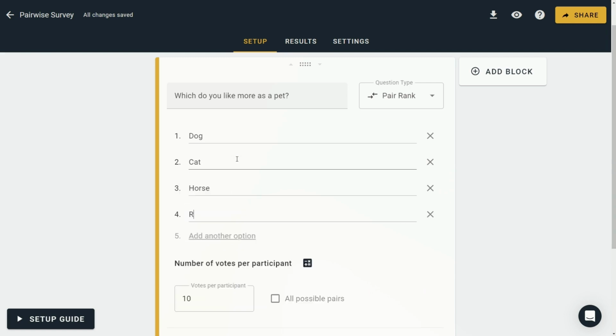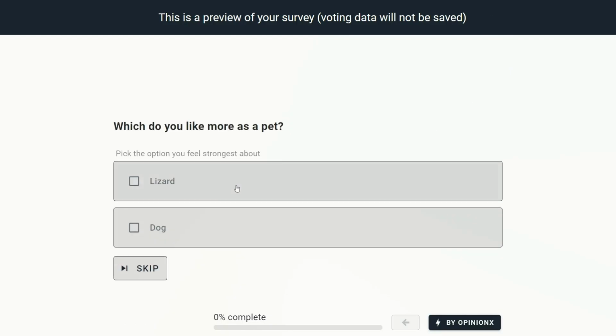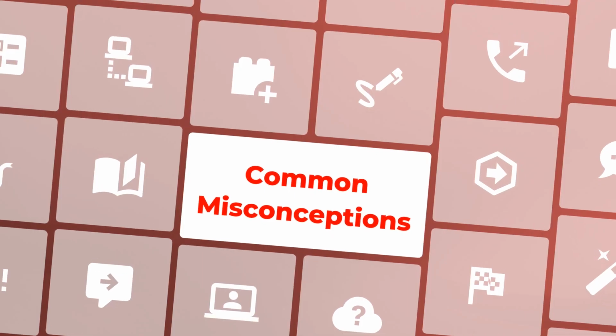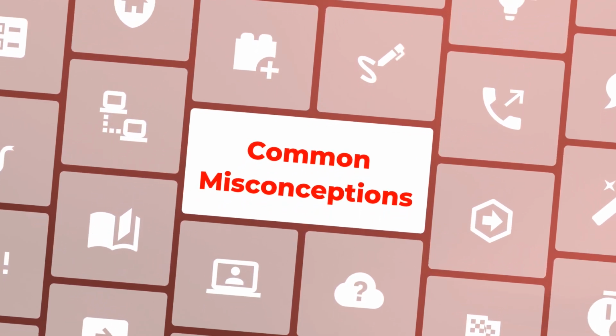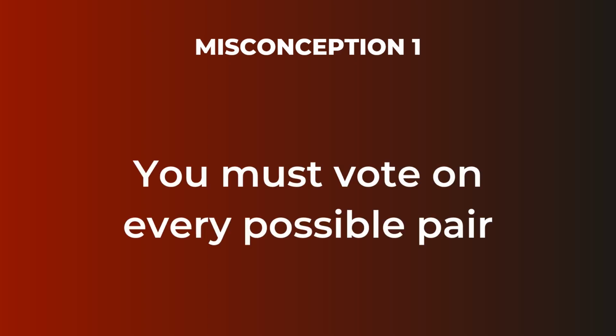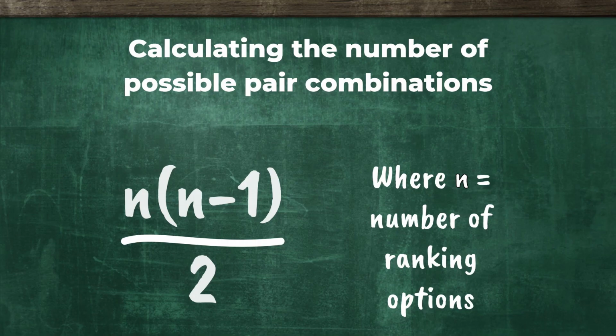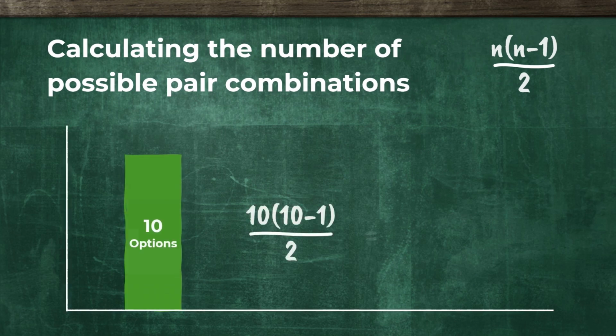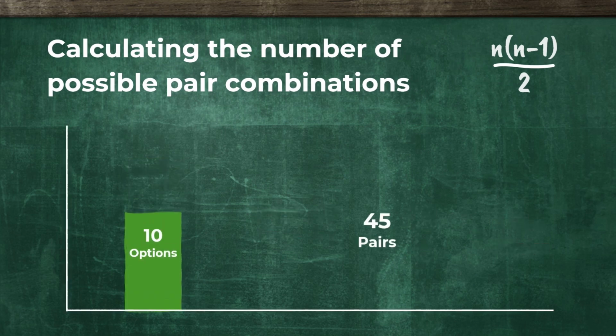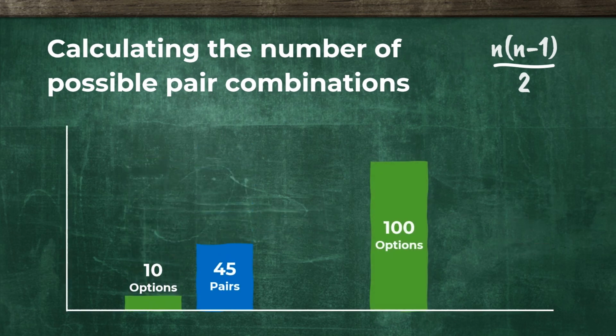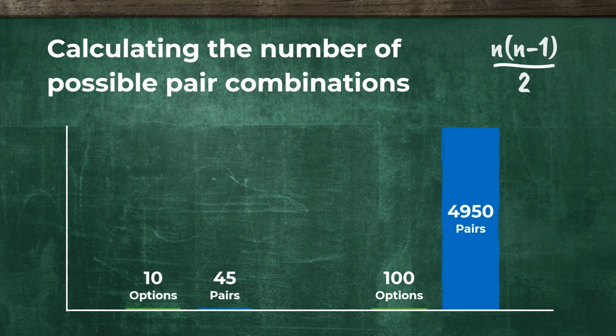Setting up a pairwise comparison survey is a lot easier than most people assume, so let's clear up a couple of common misconceptions. The first misconception is that you must vote on every possible pair to get a robust result. A list of options can quickly turn into a pretty huge amount of combinations to vote on. While 10 options only turns into 45 possible pairs, 100 options has 4,950 different possible combinations. That's a lot.